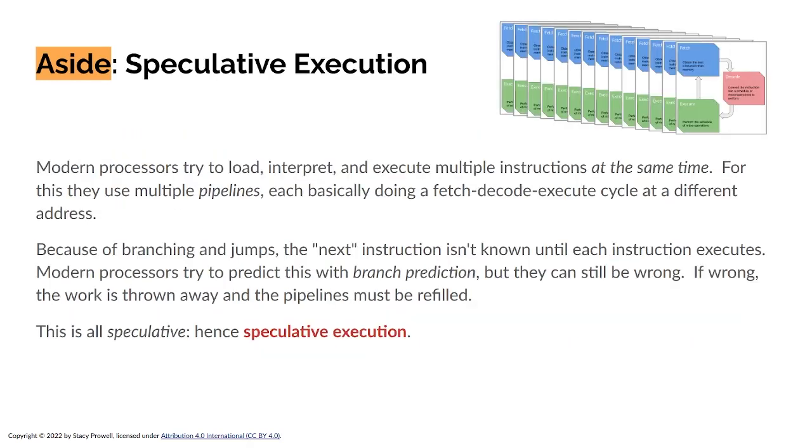In order to speed things up even more, we do something called speculative execution. Instead of running the fetch, decode, execute cycle once, we run it a bunch of times in parallel. So we try to load, interpret, and execute multiple instructions at the same time. Now, we still want to give the illusion to the programmer that instructions happen one after another in the nice, orderly, lockstep fashion. So how do we do that?